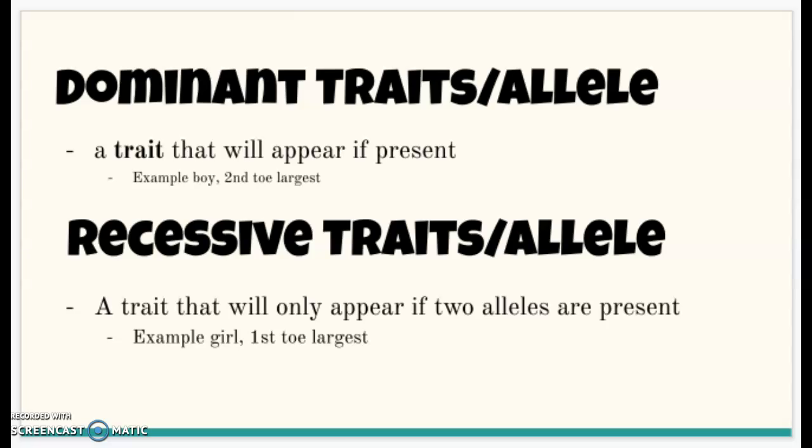So dominant means it's going to show up if it's there. Recessive means that it only shows up if you got one from mom and from dad. So the only way that we could have all had blue eyes was because our mom gave us a little b for blue eyes, and so did our dad.